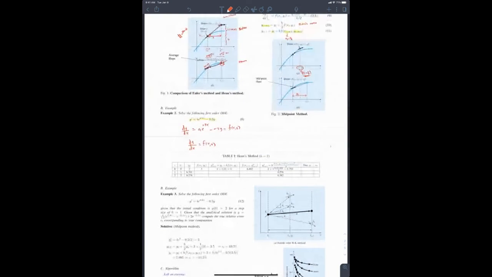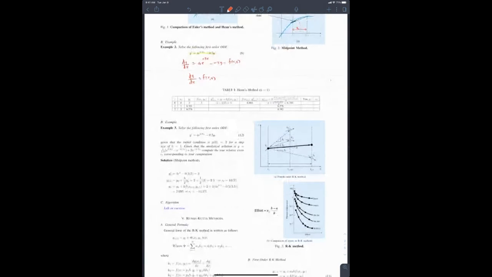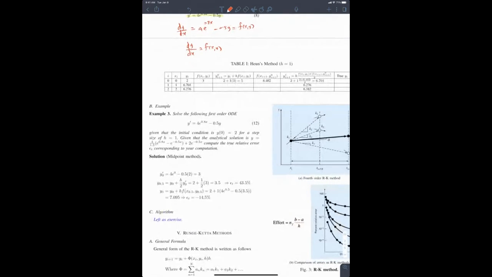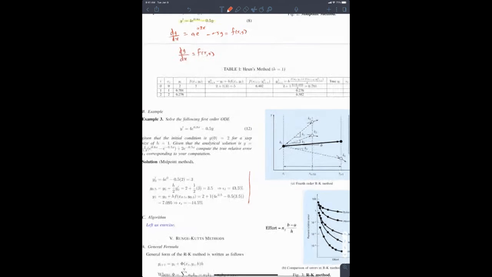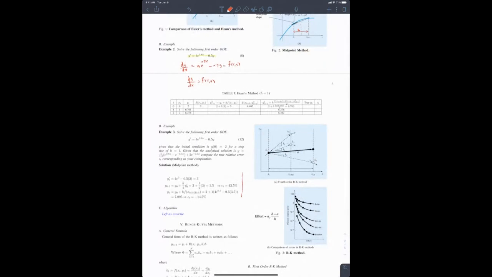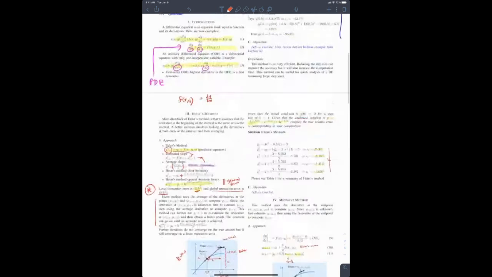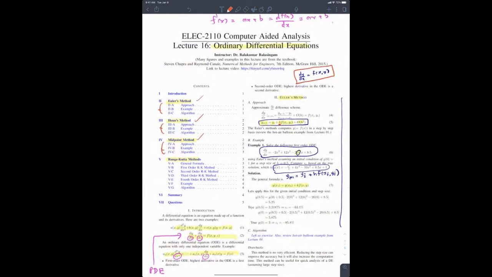Once again, it's the same example used. Only one iteration is shown here, using exactly the approach shown in the midpoint equation. So that is the midpoint method.